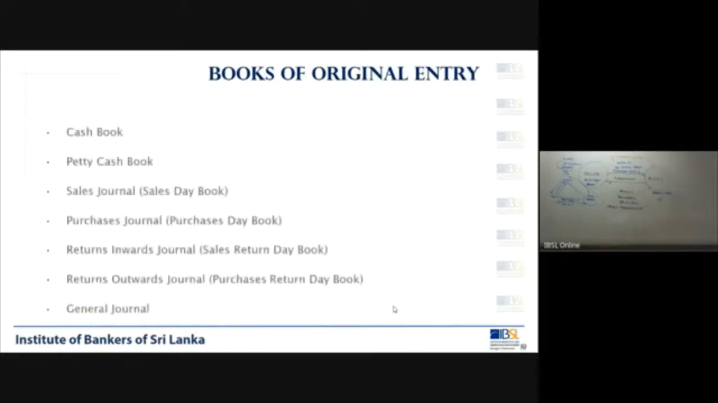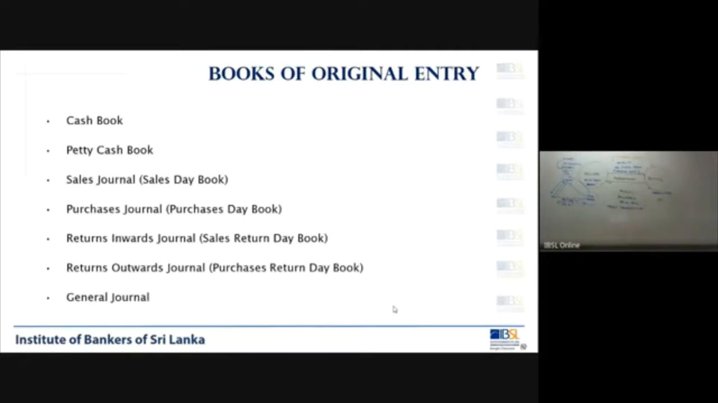Okay, books of original entry. As I told you, there are 7 day books, or 7 books of original entry. What are those known as? The cash book. Then we have the petty cash book. Then we have the sales day book, purchases day book, sales return day book, and purchases return day book. And finally, you have the general journal. We call it the general journal. That is also one of the day books that you have to maintain in your business.